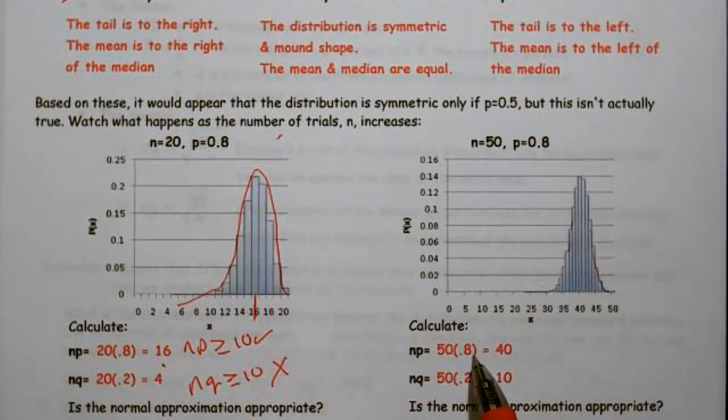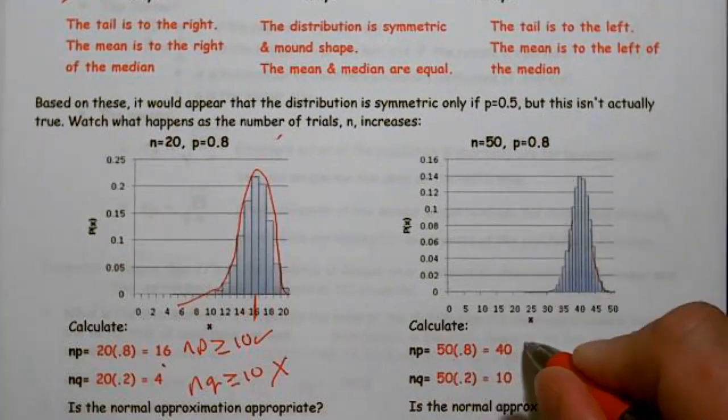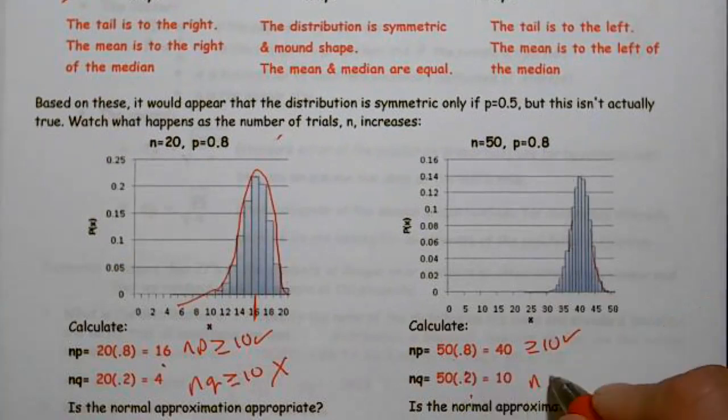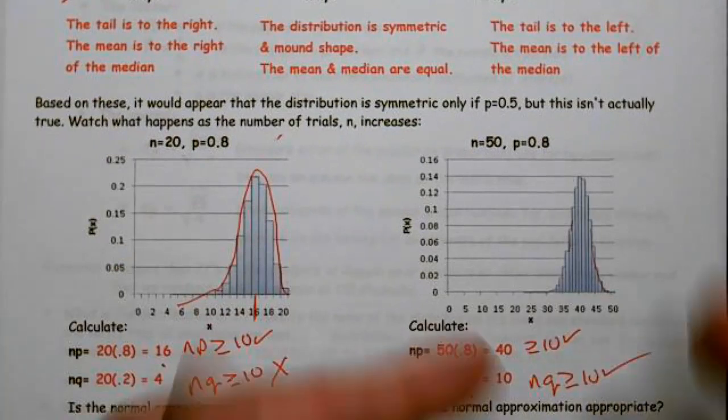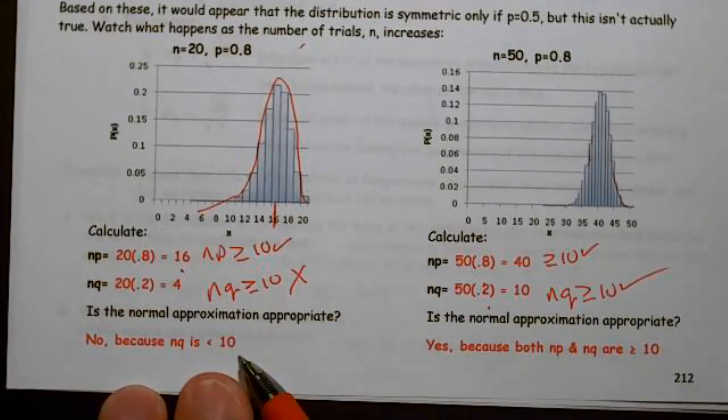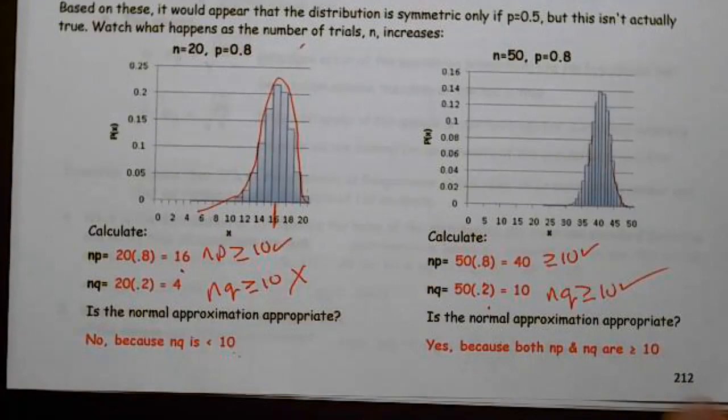So 50 times 0.8 equals 40, and that's greater than or equal to 10. And 50 times 0.2 is, the 0.2 came from 1 minus that. So nq is also greater than or equal to 10. So that was also satisfied. So we are just barely large enough to use the normal approximation. So in this case, the normal approximation is appropriate. It's not appropriate here, nq wasn't big enough. Remember, both np and nq must be greater than or equal to 10.